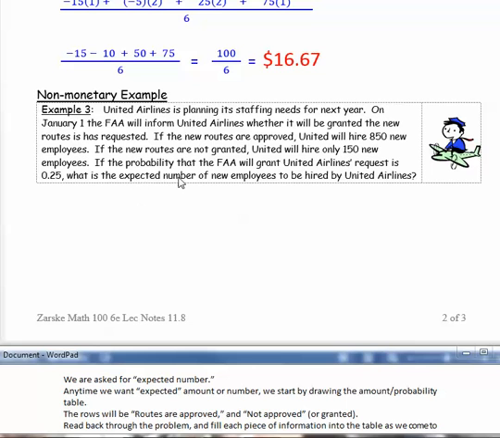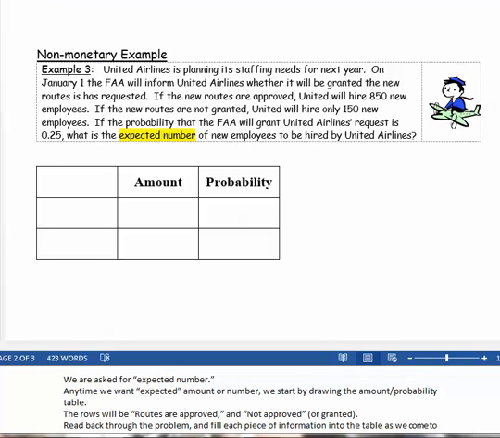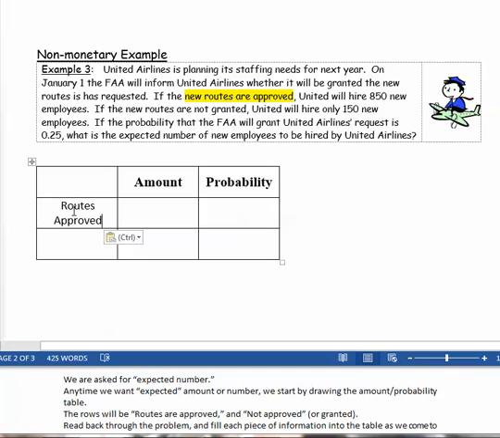We're asked here for expected number. Anytime we want to find an expected amount or number, we start by drawing the amount and probability table. The rows will be new routes are approved, I'll just put routes are approved, and the new routes are not approved, or the new routes are not granted. I'll put not granted.